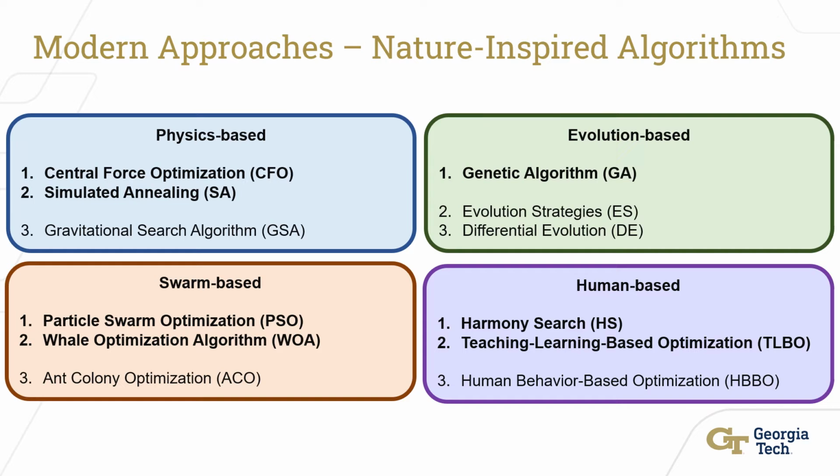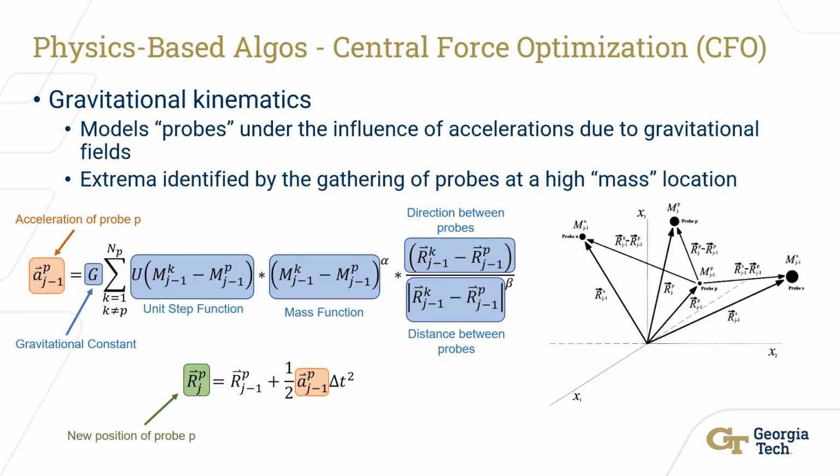And in the human-based category, we have harmony search, teaching learning-based optimization, and human behavior-based optimization. The first algorithm we will discuss is central force optimization, which leverages the concept of gravitational kinematics. This algorithm models "probes" under the influence of accelerations due to gravitational fields, and extrema are identified by the gathering of probes at a high mass location. In this algorithm, the metaphorical mass is related to the objective function value, often called fitness, at that location.